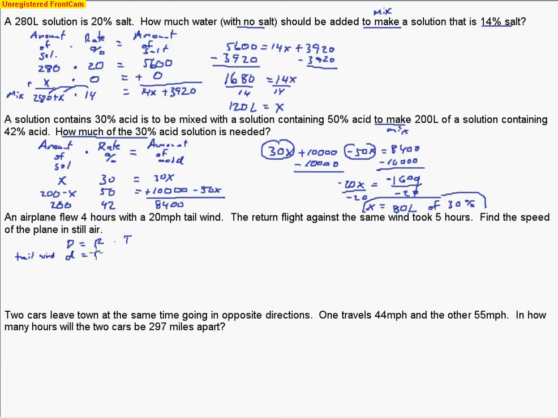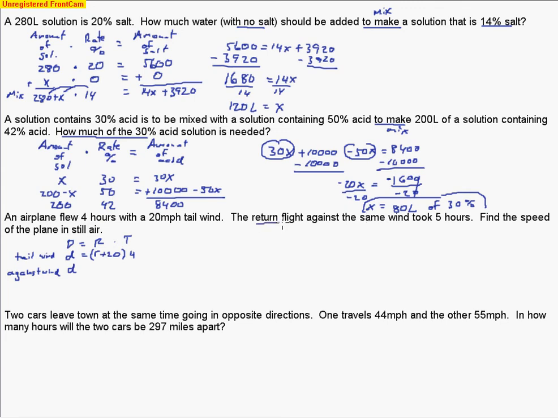So r represents the plane speed in still air, plus the 20-mile-an-hour tailwind. Now plus because we are adding the rate of the wind to the plane, because it took us less time. That's what happens when you've got a tailwind. You go faster. It only took 4 hours, so I put the 4 right there. Now, against the wind, against means that we are going to end up going slower. That's why it took more time. So it's the return trip.